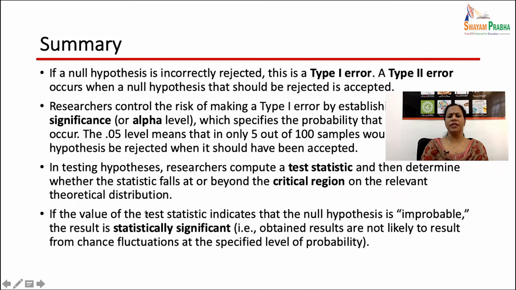If the value of the test statistic indicates that the null hypothesis is improbable, the result is statistically significant, that is, obtained results are not likely to result from chance fluctuation at a specified level of probability. So it means there is a significant difference or significant relationship between the outcome variables, which is statistically significant at the level of 0.05.